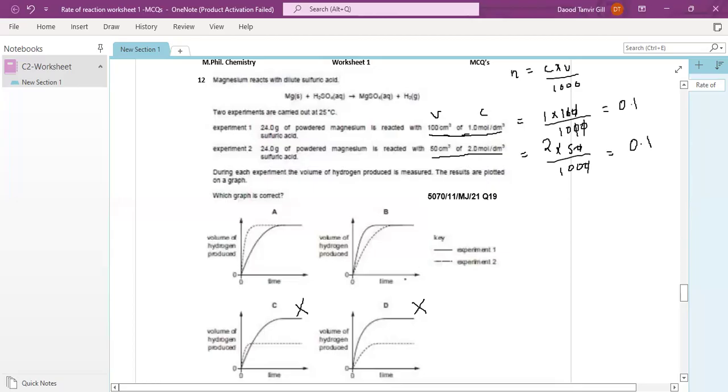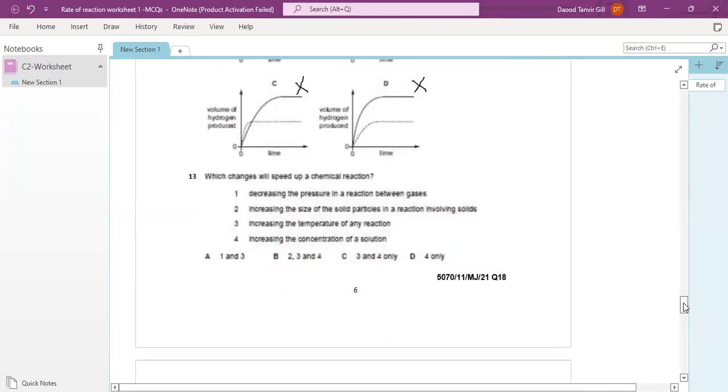So let's look at options A and B. In experiment number 2, there is a dotted line, so we have to look for the dotted line having a steeper gradient. Yes, in A, the dotted line has a steeper gradient. We'll go for option A. Yes, the rate is higher than experiment number 1. So this is the correct option. Whereas in the other option, experiment 1 has a steeper gradient. This cannot be possible because the acid is in lower concentration. This is wrong. So A is the correct option, students.